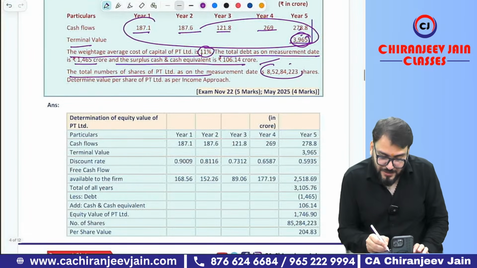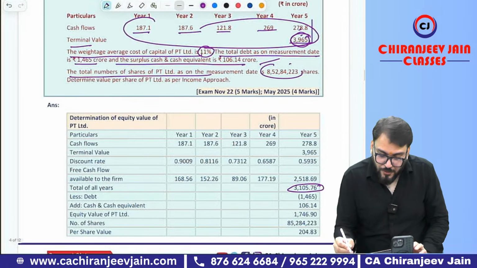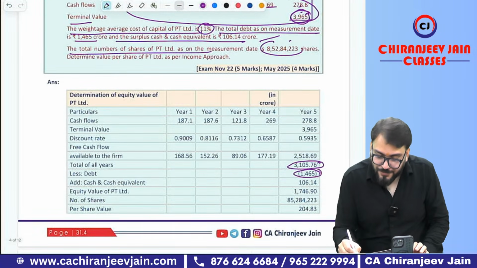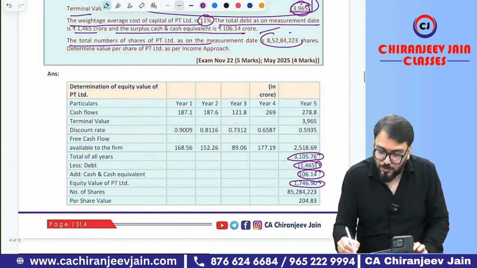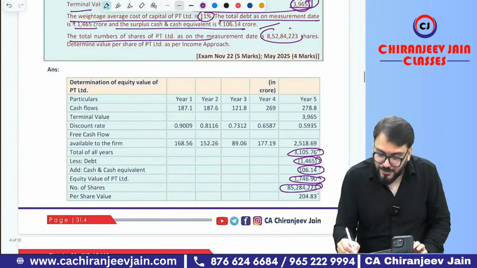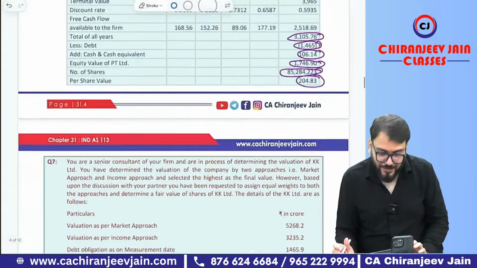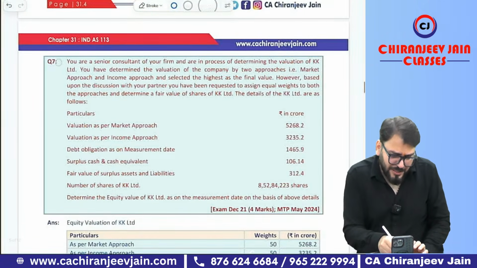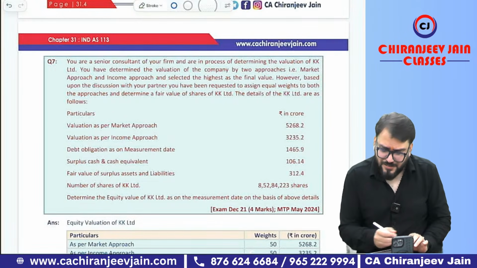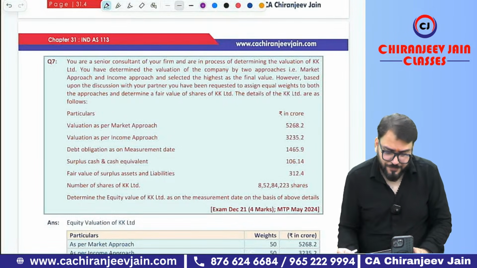First they have calculated present value. From that, deduct debt, add surplus cash. This becomes total enterprise value, divided by number of equity shares. This is per share value. Very easy. Understood? Super easy. Same thing, question number 7. This was also asked in one of the exams.